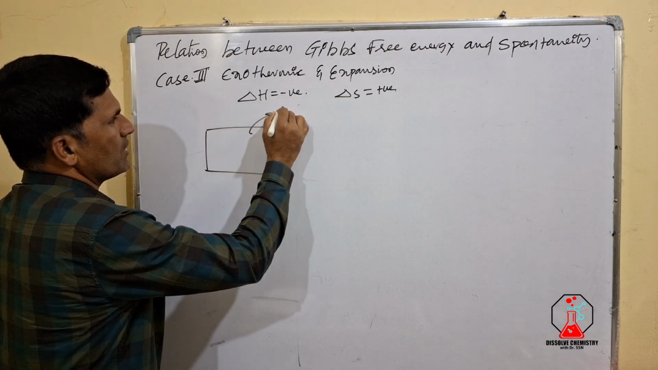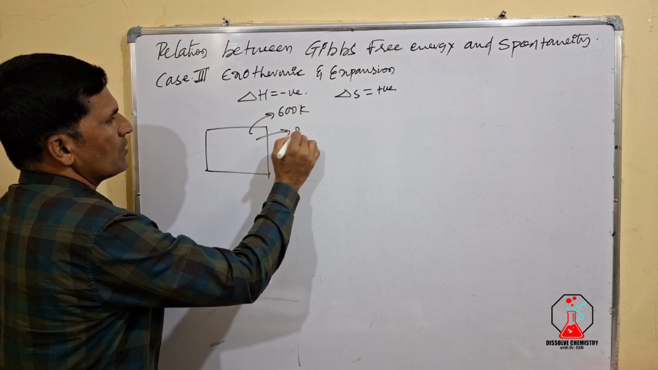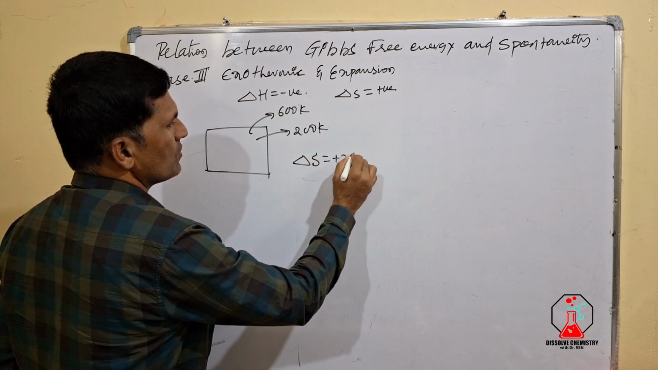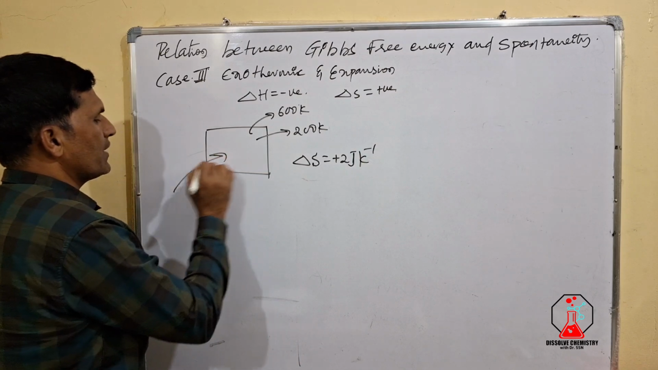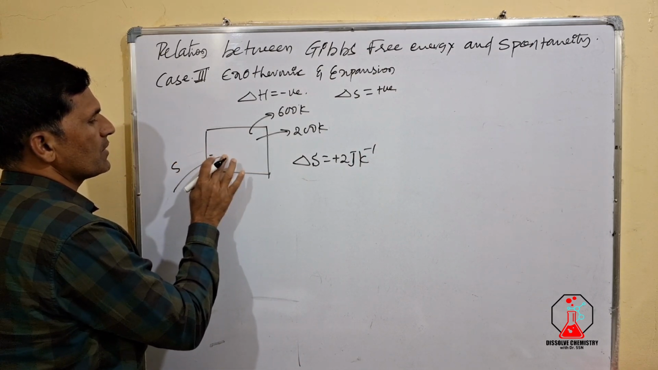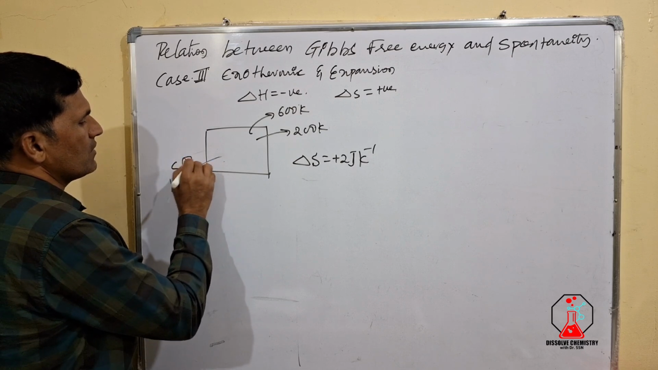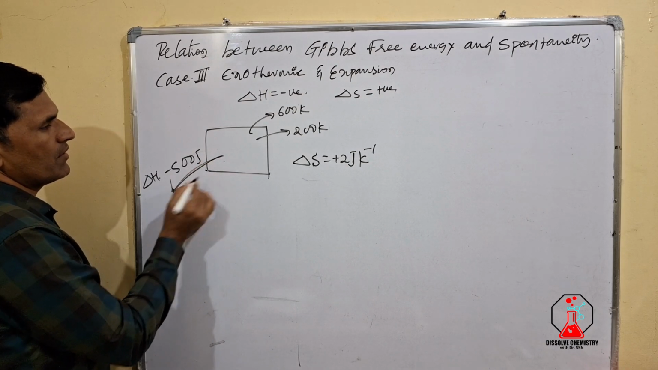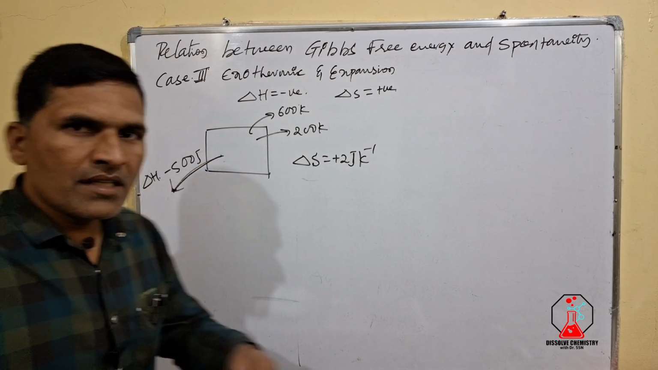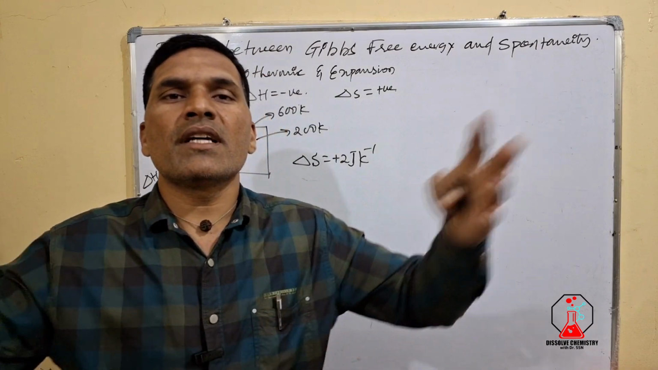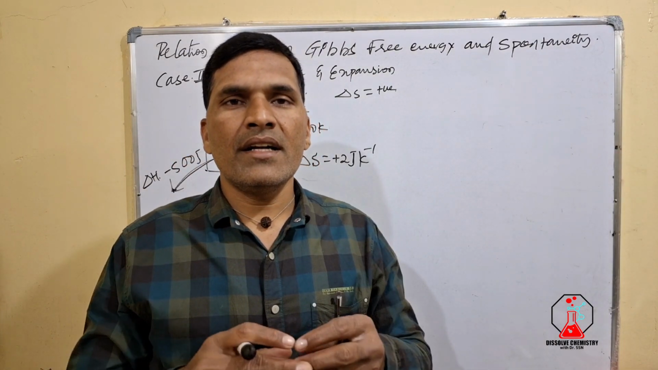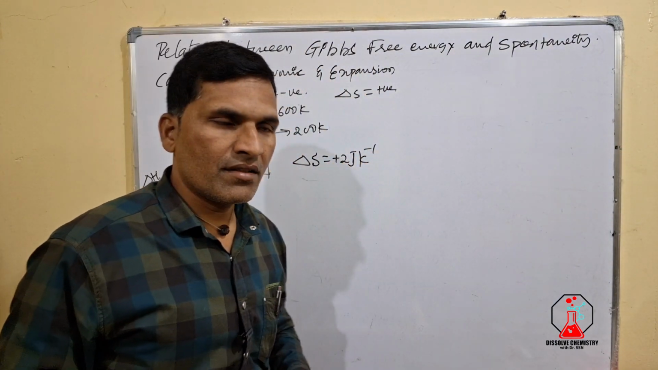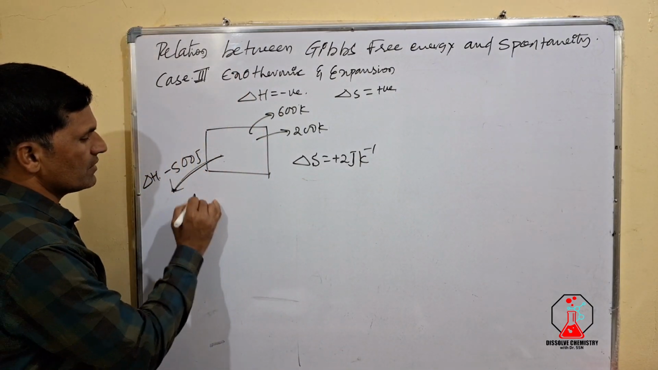Our system is working at 600 Kelvin and 200 Kelvin, and our delta S is plus 2 joule per Kelvin. Instead of absorption, now heat is given out by the system, so we will take delta H as minus 500 joules. Heat is given out, along with that our system is expanding, and it is undergoing more disorder, or randomness is increasing, with 2 joule per Kelvin. Then we will see two different conditions.